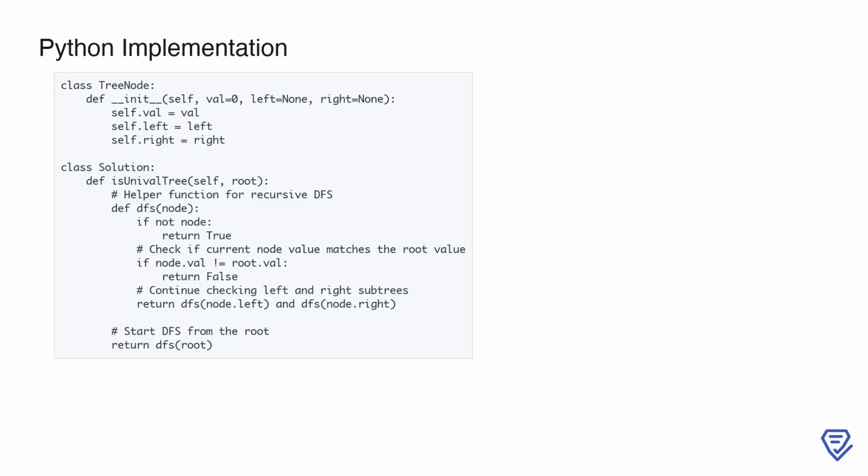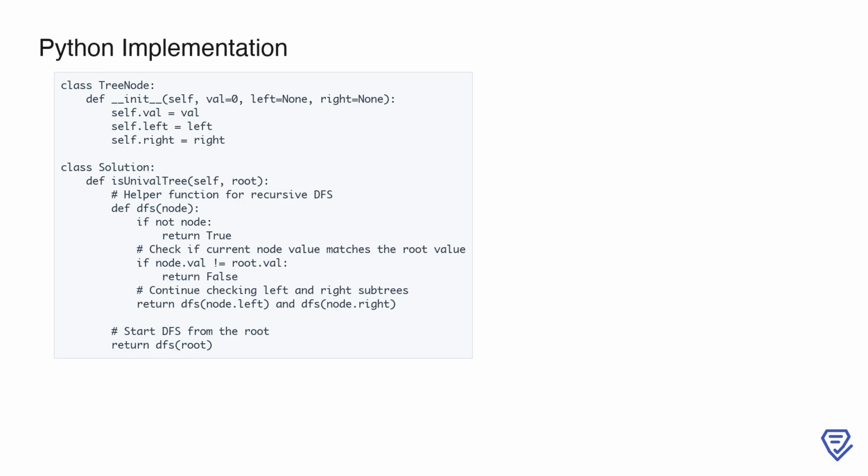The Solution class contains the method isUnivalTree, which is the main function solving the problem. The isUnivalTree method takes the root of the binary tree as input. A helper function DFS is defined within it to perform the recursive DFS traversal. The DFS function works as follows.